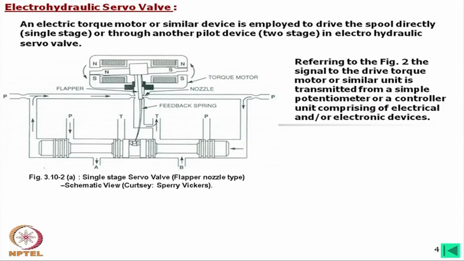Now, this is a somewhat schematic view of a single stage servo valve. What we find here is that this is a flapper. This flapper is giving the motion to the spool. This is moving this way or the other way. Now, this is driven by a torque motor. What is a torque motor? You will find that the armature and the core are like that. This can give only a certain amount of movement.